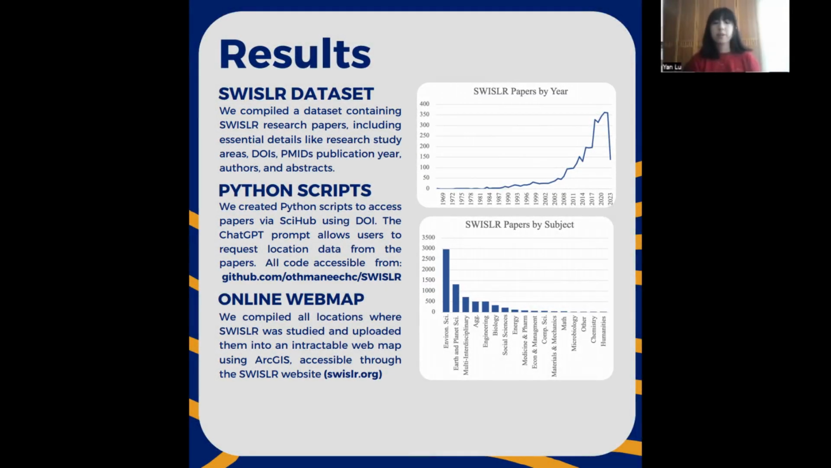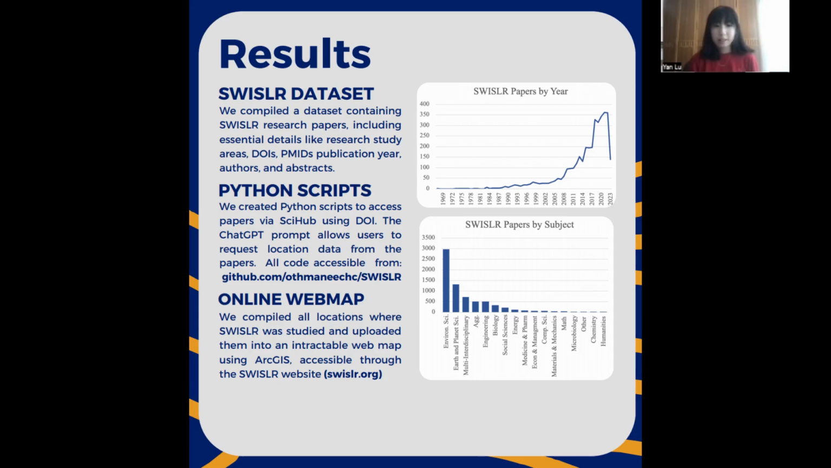So for the results, we have been collecting papers from both Scopus and Web of Science to create our own database. We try to extract the location data of these papers for further mapping. Besides that, we do some analysis of these papers to find study hotspots in SWISLR. We basically focus on their publication year and their subject. We also created Python scripts to help automate numerous processes and tasks. We try to make our project as efficient as possible.